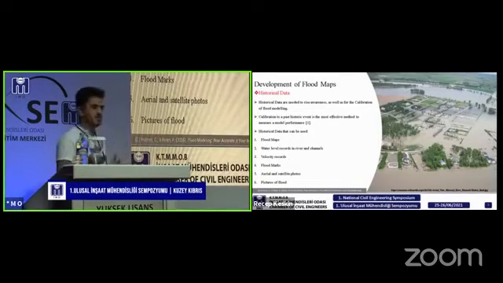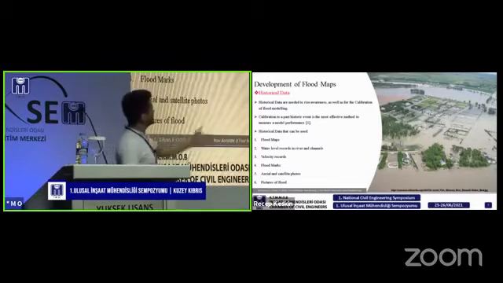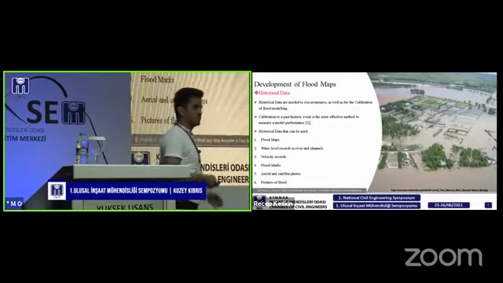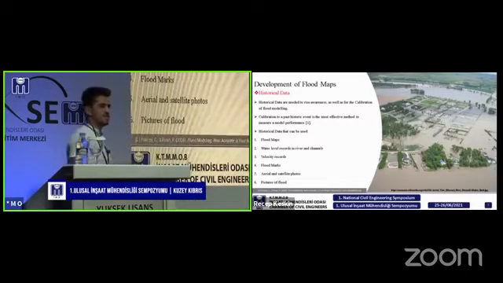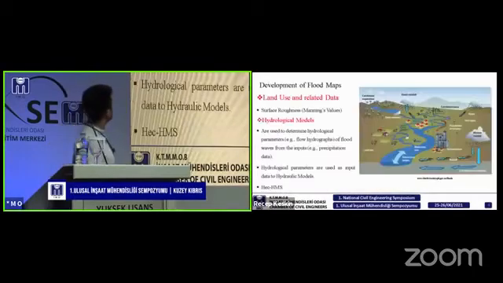Flood marks can be on the trees, on the houses, on the roads sometimes, but only if the measurements are taken immediately after the flood. Aerial and satellite photos, and pictures of floods. This kind of pictures would be very useful in the calibration in developing the model.